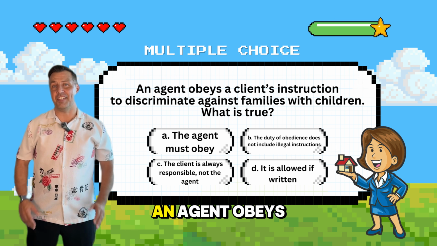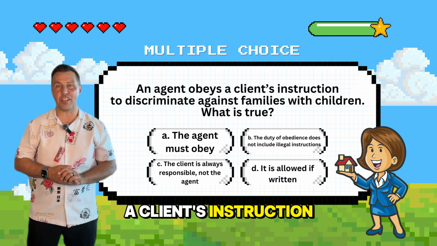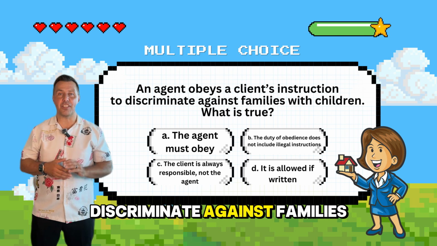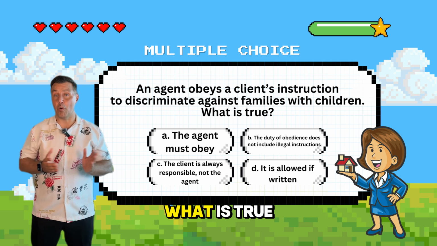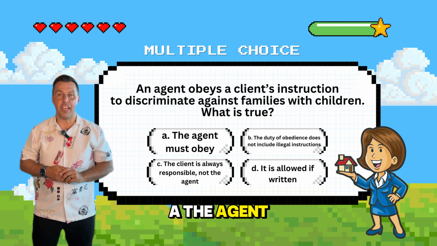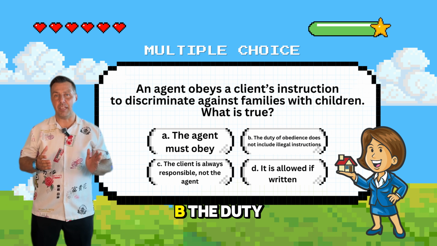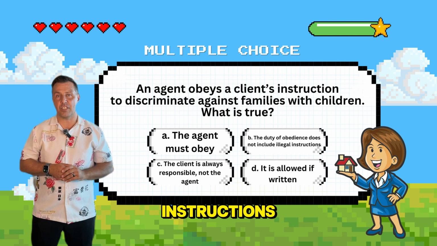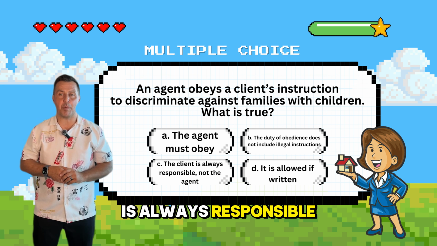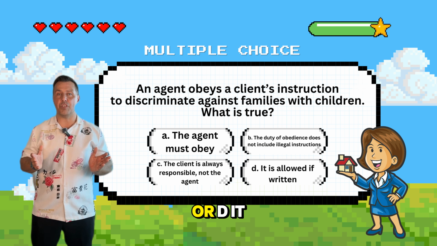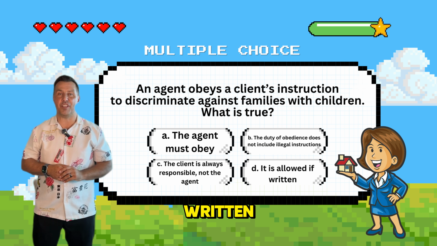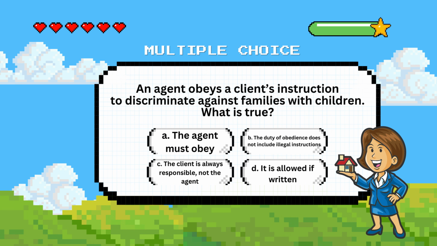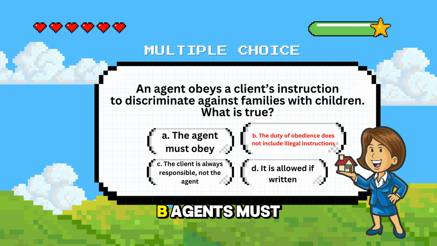Question 18. An agent obeys a client's instruction in order to discriminate against families with children. What is true? A. The agent must obey. B. The duty of obedience does not include illegal instructions. C. The client is always responsible, not the agent. Or D. It is allowed if written. The answer is B. Agents must obey lawful instructions only.